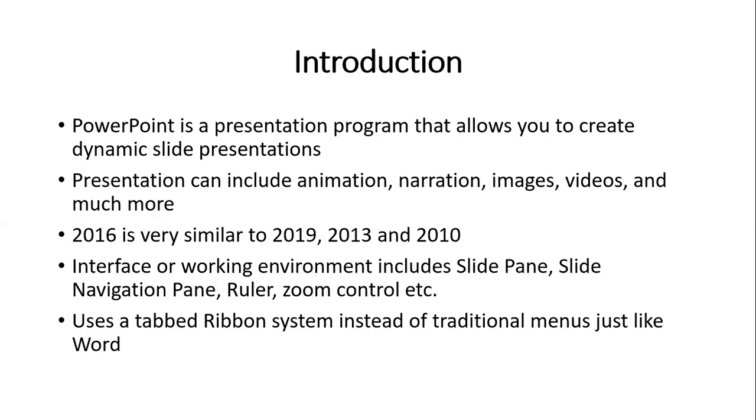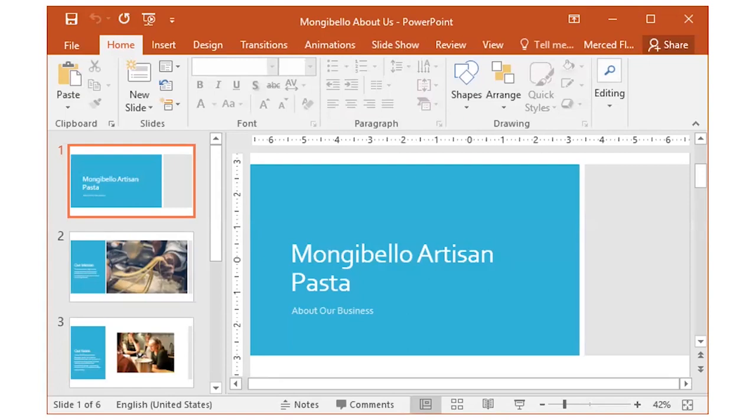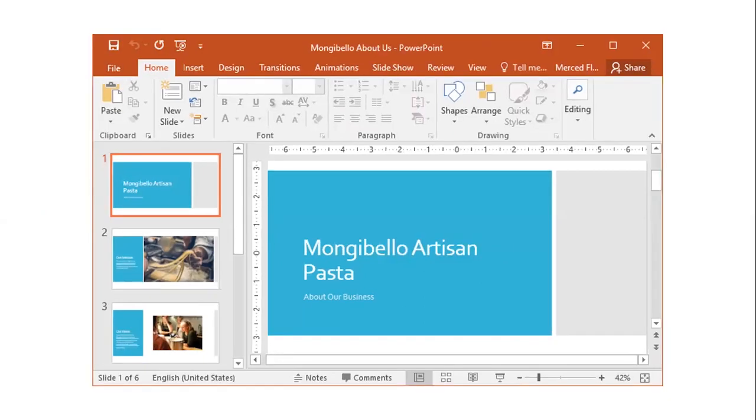And then, like we said last week, instead of the menu, from 2010 they put all the menus together in a tab form. So we call it the ribbon. That is where you can find your menu. So this is how the PowerPoint interface looks. When you open it, this is what you see.